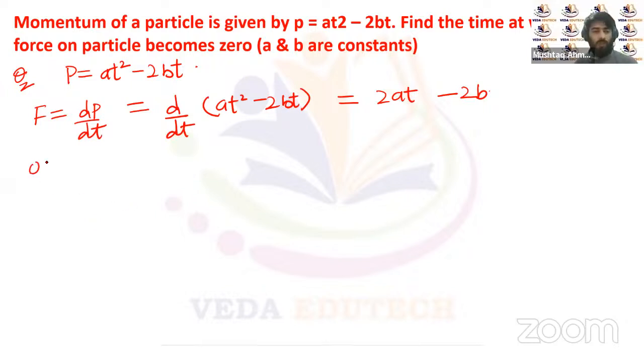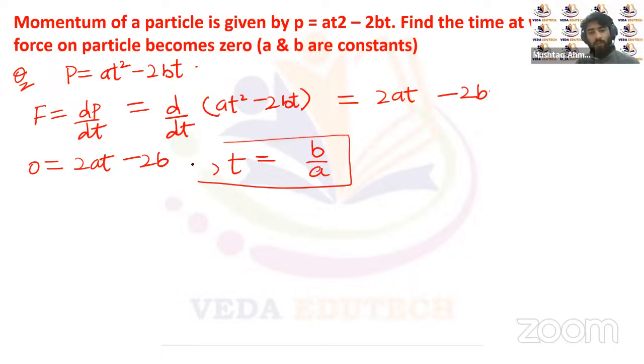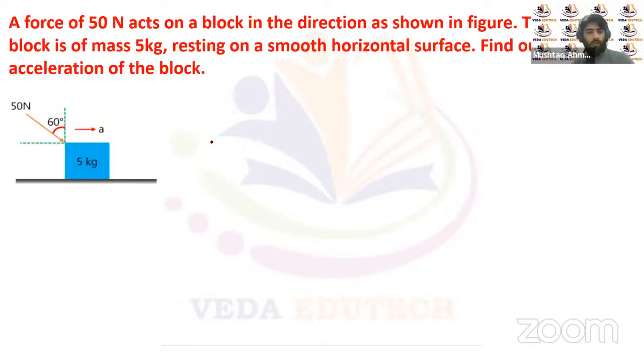So we'll just put this F equal to 0. That's 2at minus 2b equal to 0, right? So from here you can see that our value of t will come out to be b over a. So this will be the time after which the force acting on this body will become 0, right? So b over a will be the final answer.